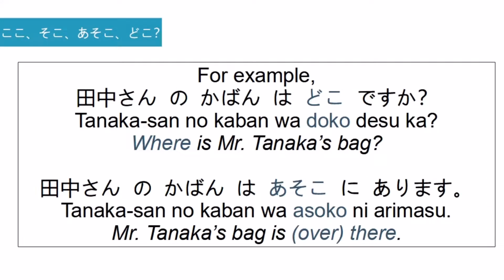Now over to the koko, soko, asoko, doko series. Here we usually go by the location. If you want to know or state a location, then we use this series. For example, Tanaka-san no kaban wa doko desu ka? Which would mean, where is Tanaka-san's bag? We could reply something like, Tanaka-san no kaban wa asoko ni arimasu, which would mean that Tanaka-san's bag is over there. So it's giving information about the location.